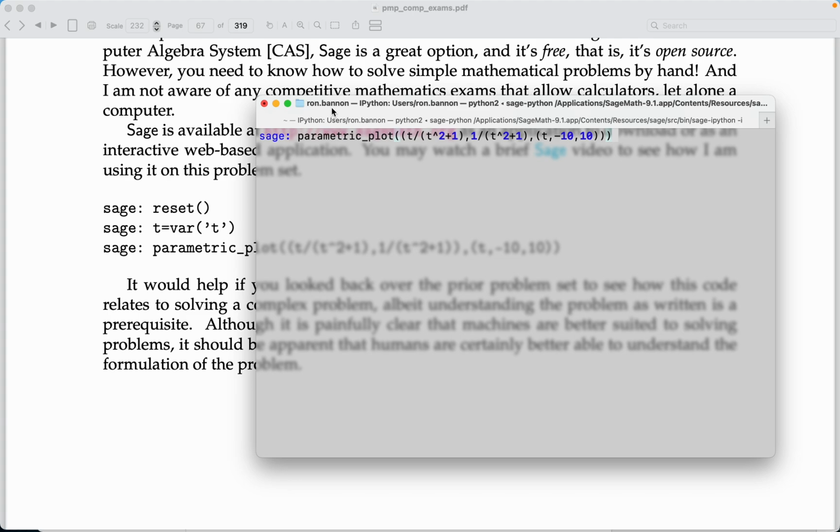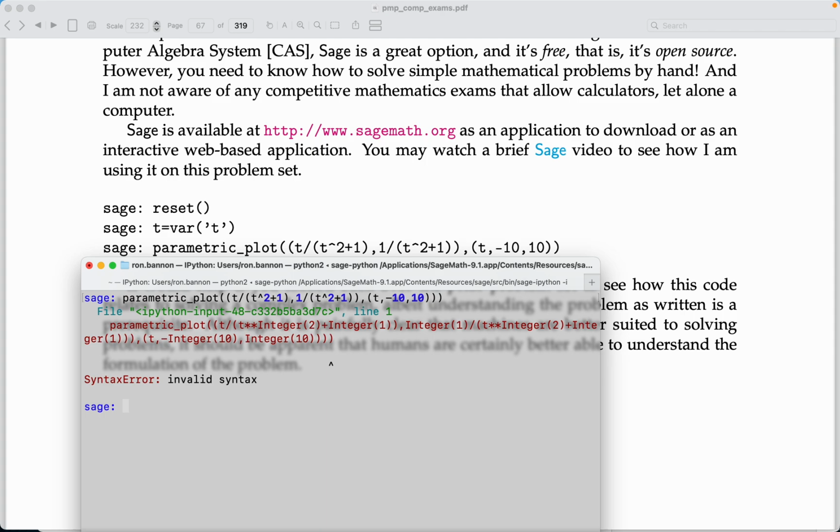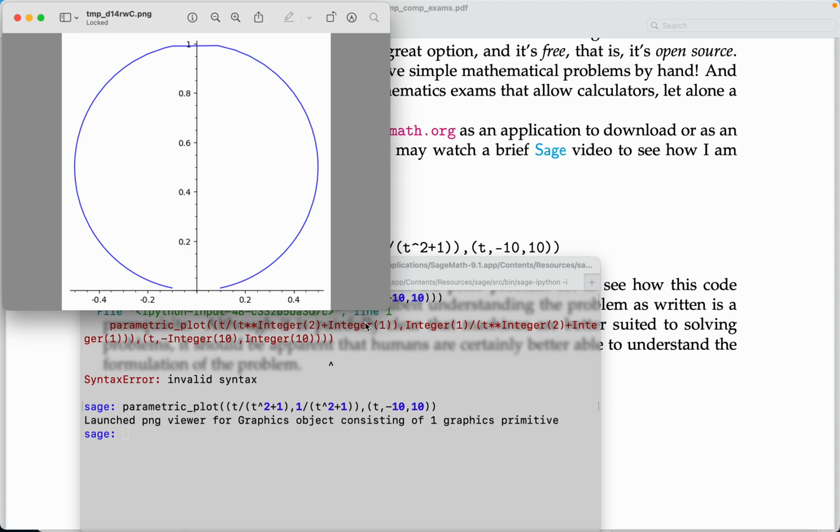And let me just see what I typed in that's different. All right, parametric plot. Let's see, t. I got that. I see it now. So I'm going to back up over this and put my parentheses in there. Return. I got another error. Too many parentheses on the end. All right, there it goes.